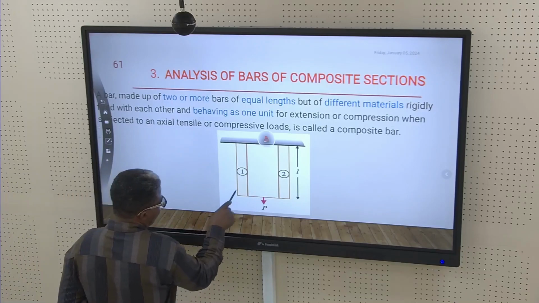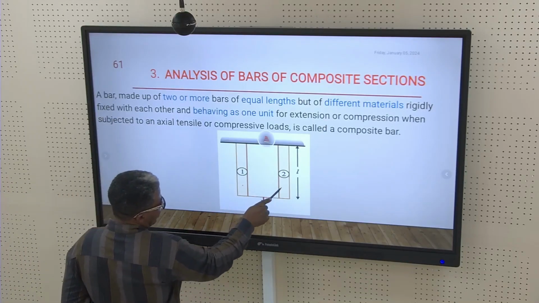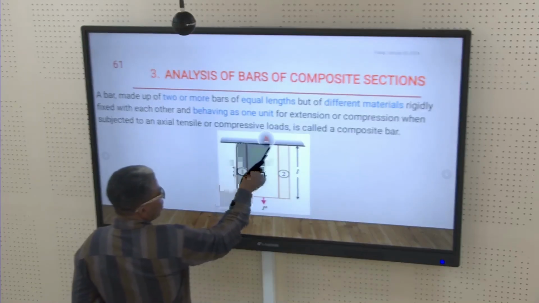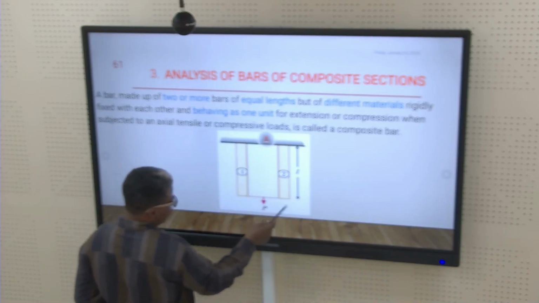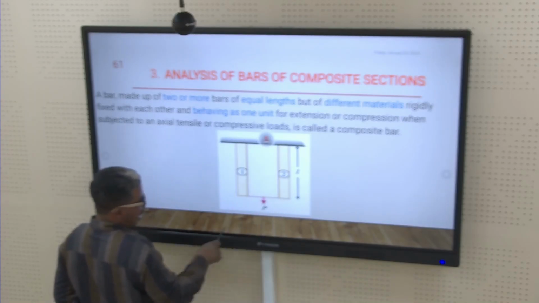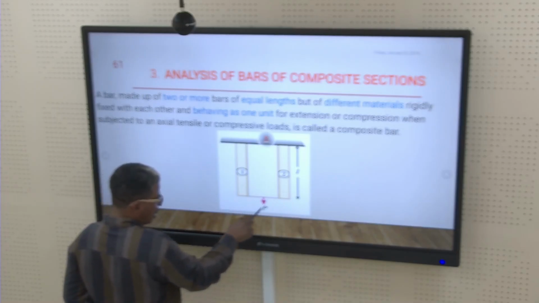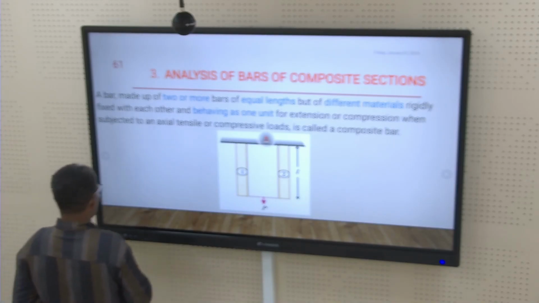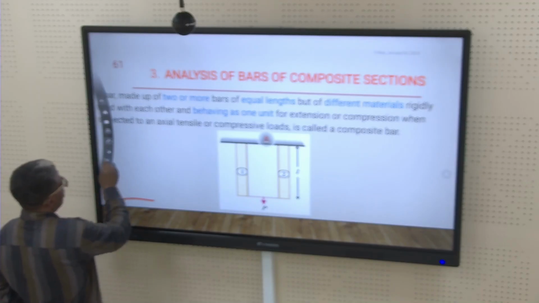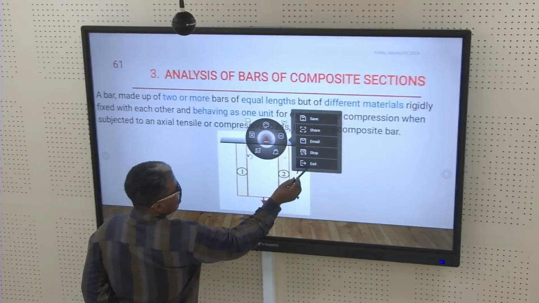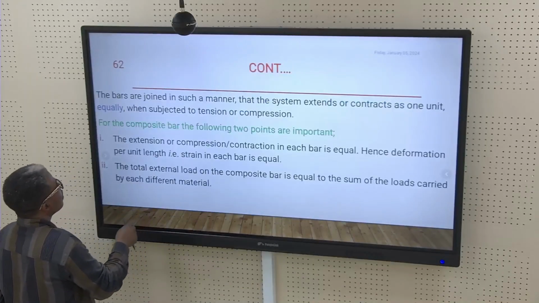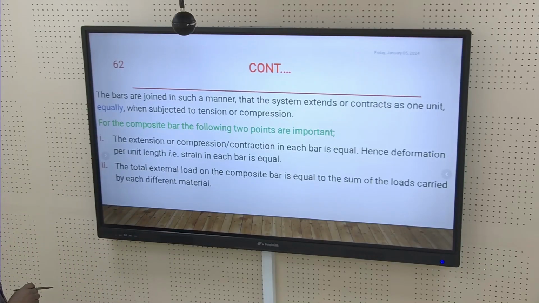So you can see, if this is one type of material and this is a second type of material, but they are all fixed, they cannot extend differently. Both ends are fixed, so they have the same length L, and the same force P is applied to both at a go. You can see that. The bars are joined in such a manner that they extend or contract as one, as a unity, or equally, when subjected to tension or compression.